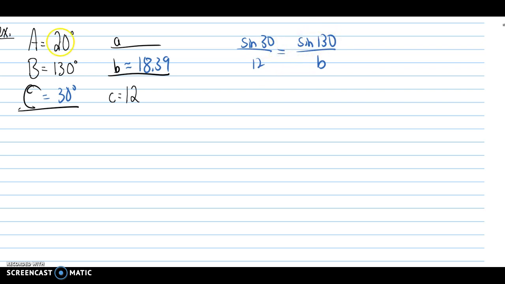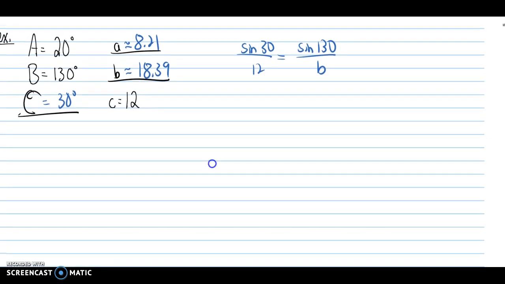And then the next one, we could say sine of 20 over a is equal to the sine of 30 over 12. Once again, cross multiply and then divide to isolate it. Little a is about 8.21. Notice here that largest angle, largest side, smallest angle, smallest side, so everything is accurate. And there is the solved triangle.